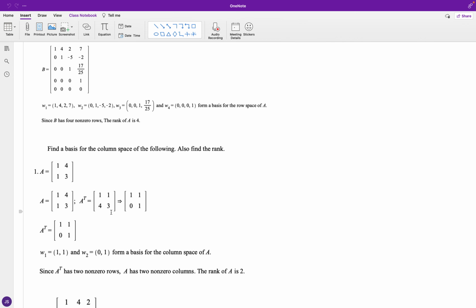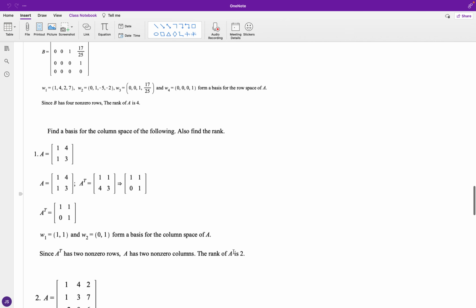And so for the transpose, the first row becomes the first column, the second row becomes the second column, and vice versa. So the transpose has 1, 1, 4, 3, and the row echelon form comes out to 1, 1 at the top, 0, 1 at the bottom. We have these two vectors, both of which are non-zero. And since the transpose has two non-zero rows, these row vectors form a basis for the column space of A.